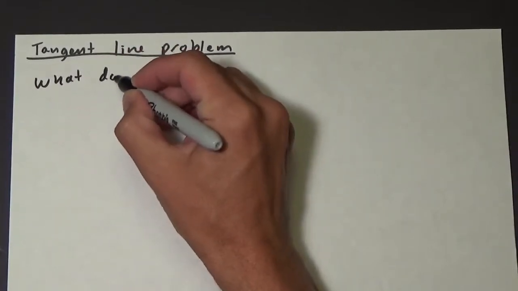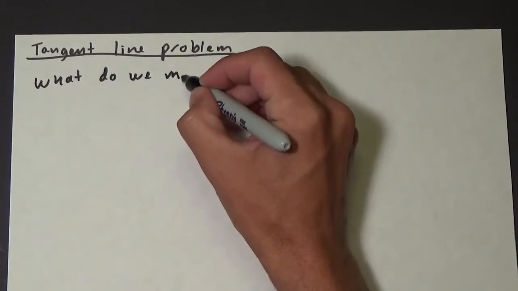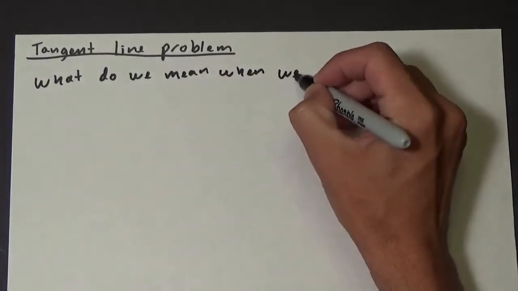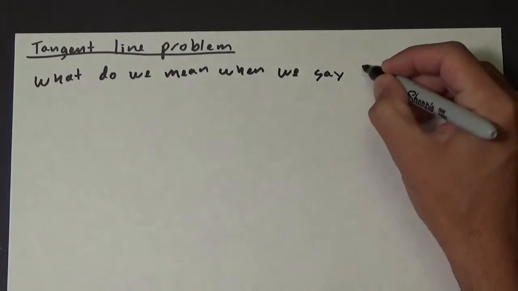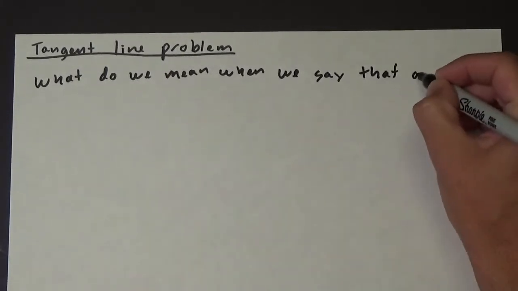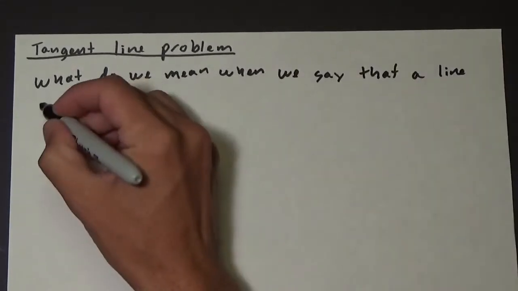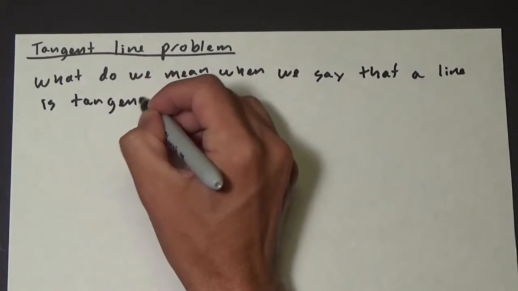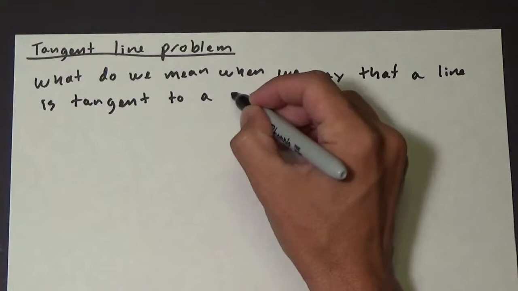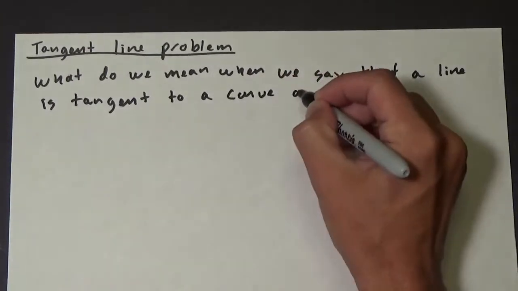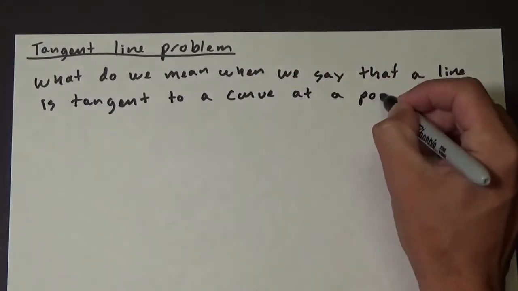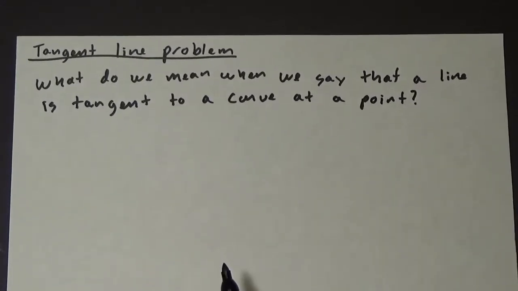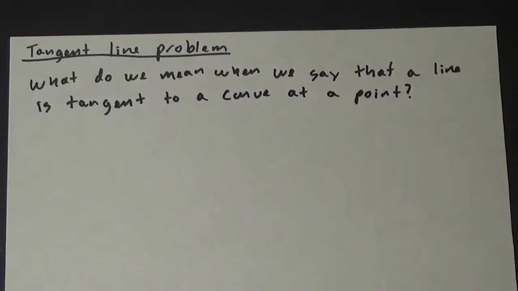So what do we mean when we say that a line is tangent to a curve at a point? Okay, so we're going to have to go back to geometry and think about what tangent lines were.